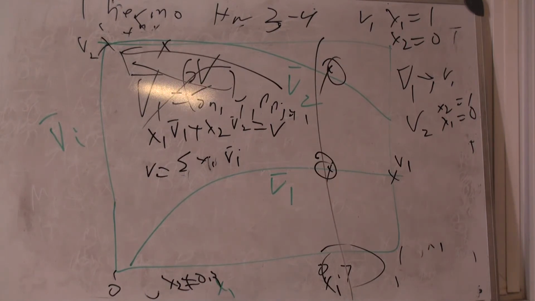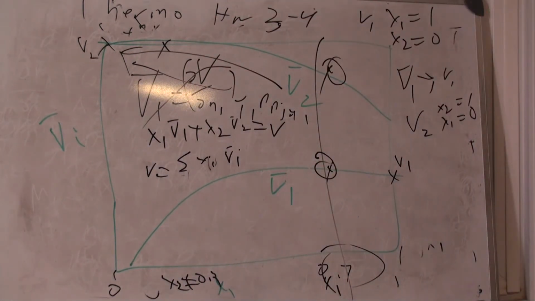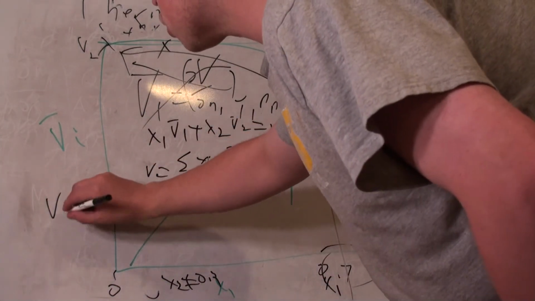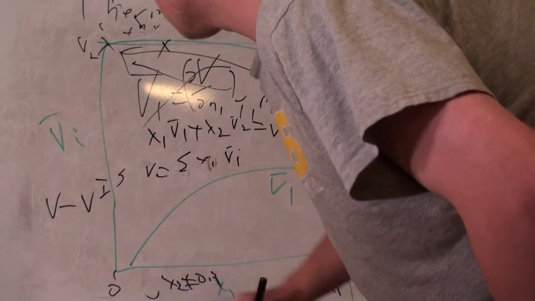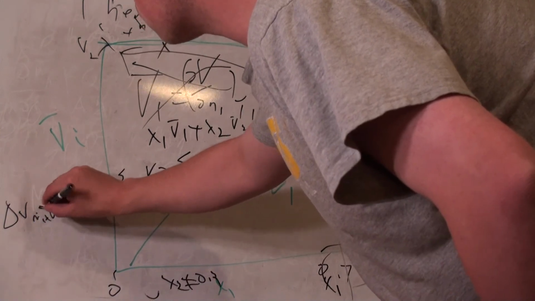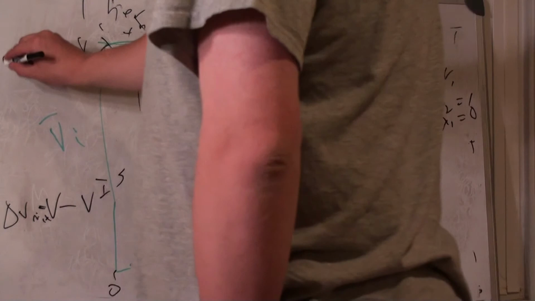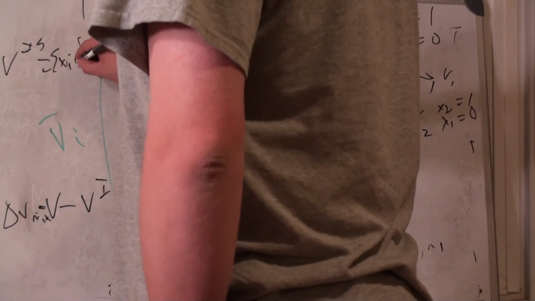All right, delta V mix. Okay, so I have to remember what that one is. Delta V mix is, well, how much does the volume change upon mixing? Meaning, what is the volume of the mixture minus what it would be if they mixed ideally? So delta V mix is equal to V minus V ideal solution. And what's V ideal solution? V ideal solution is equal to the summation of xi Vi.